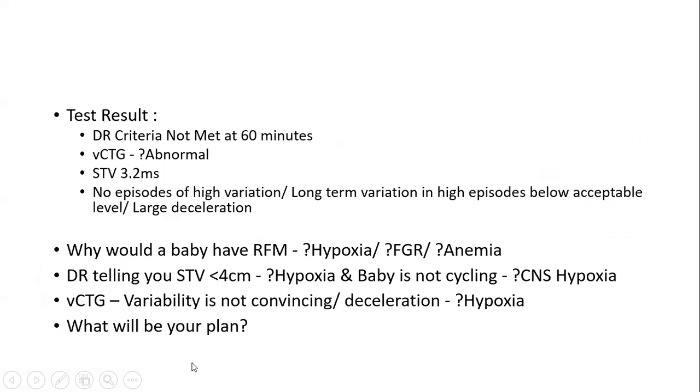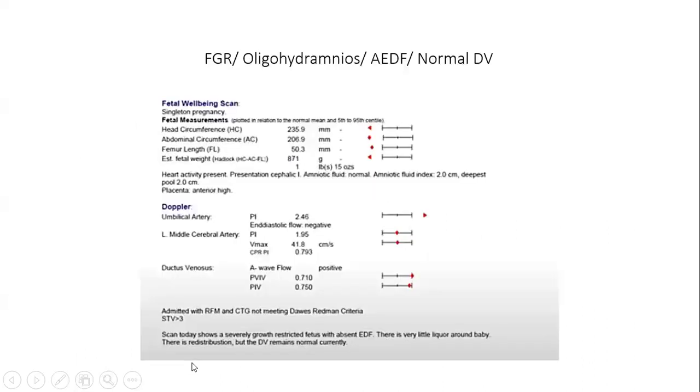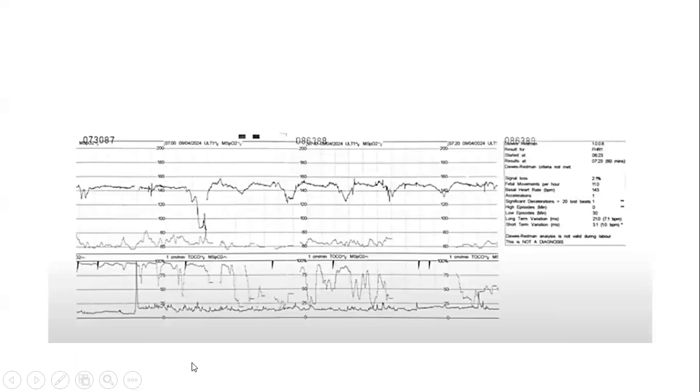So try and understand: STV less than 4, hypoxia, baby is not cycling. Is there CNS hypoxia? Reduced fetal movement, from the physiology, hypoxia. Visual CTG, deceleration, reduced variability, again hypoxia. So everything is telling you that this baby is hypoxic. What happened is they did a scan eventually in the morning. The baby was growth restricted, less than the first centile, with oligohydramnios and absent end diastolic flow. So now everything makes sense, from the presentation to the CTG assessment to what Dr. Redman was telling you. And then the CTG progressed to obvious deceleration and the baby was delivered.